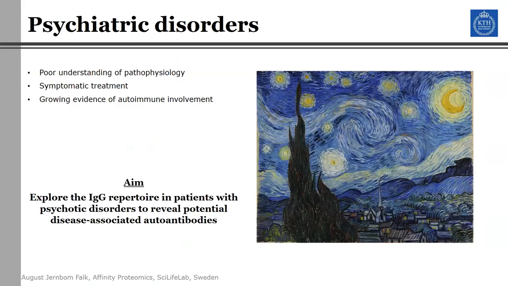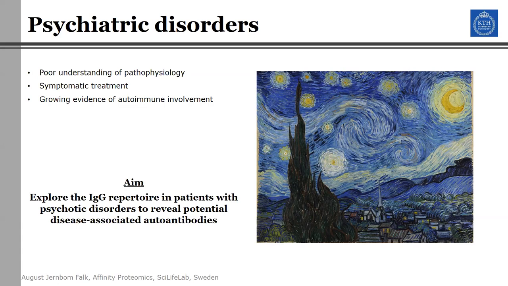So you might wonder, what's the relationship between psychiatric disorders and autoimmunity? Well, actually, there's a growing body of evidence of autoimmune involvement in psychiatric disorders. The main showcase of this is the case of NMDA receptor encephalitis, where autoreactivity to a single receptor in the brain causes a whole spectrum of symptoms that's specific for this encephalitis. And these patients become psychotic, but upon receiving antibody therapy, they become well again.